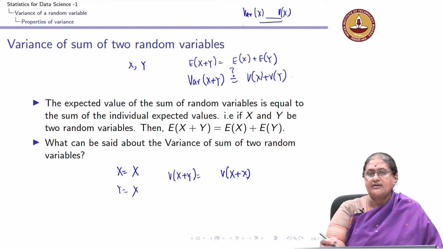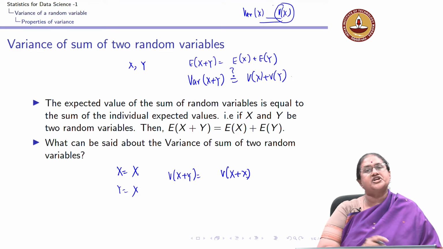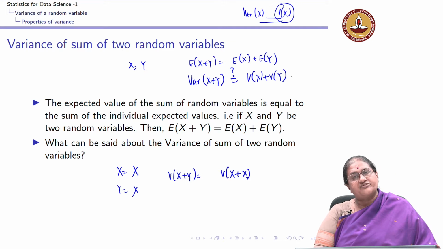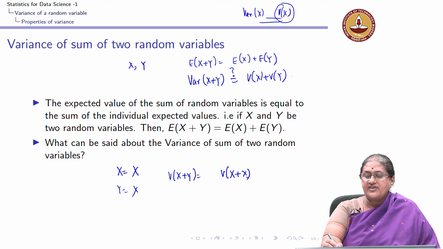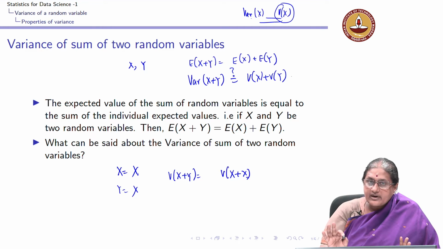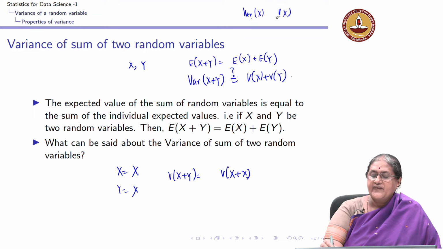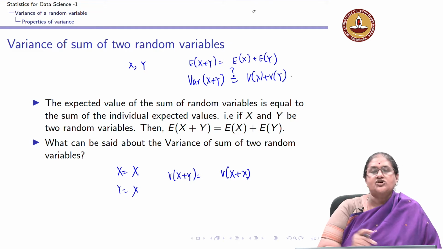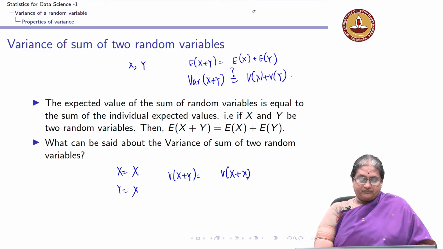They mean the same. This is just a shorthand notation to represent variance of x. So, V of x and Var of x, and V of y and Var of y, represent the same quantity, which is variance of a random variable.